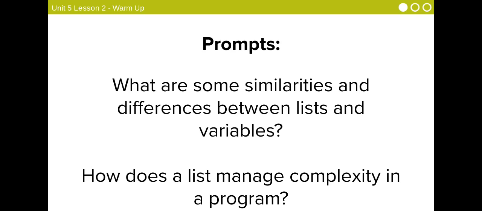How does a list manage complexity in a program? The answer is that you don't need to know how a list is created in order to use it. All you need is the name of the list. This abstraction allows you to use the list in programming without worrying about specific details of the list, especially when your list can be incredibly long.